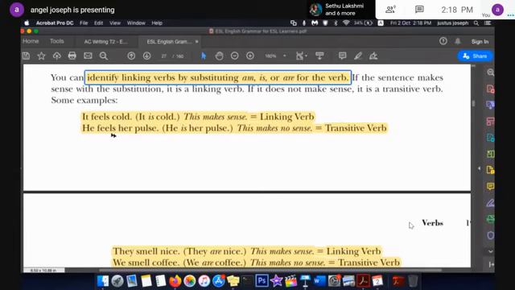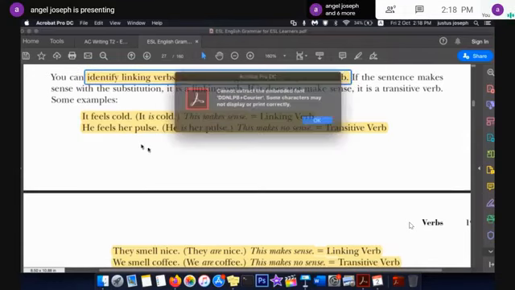That's how you can do a self check and understand if something is a linking verb or a transitive verb. Let's do one more example.